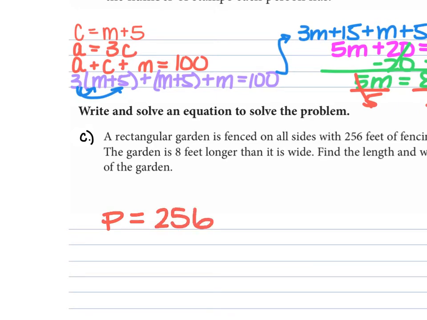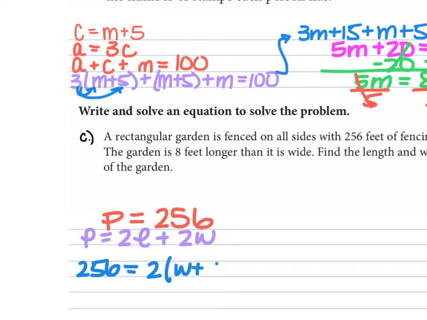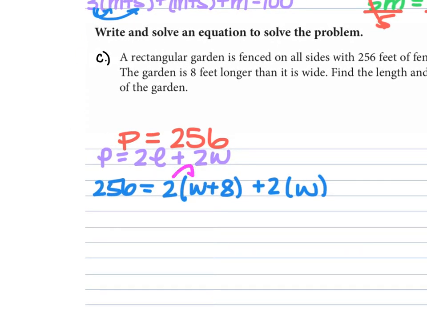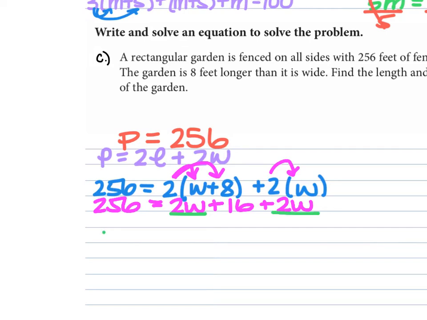We know that our perimeter is also 2 times the length plus 2 times the width. Well, what are our length and our width? The perimeter is 256, so 256 is equal to 2 times the length, which is W plus 8, plus 2 times the width, which is W. So from here, you want to distribute that 2 and then combine like terms if you can. So 256 is equal to 2W plus 16 plus 2W. The 2 W's add together to give us 256 is equal to 4W plus 16.